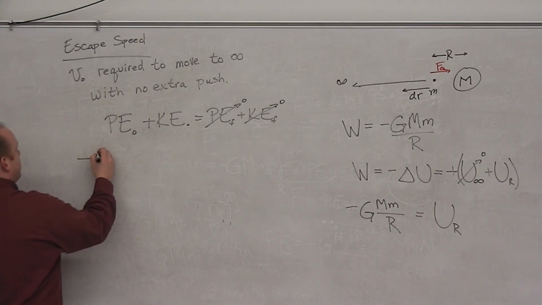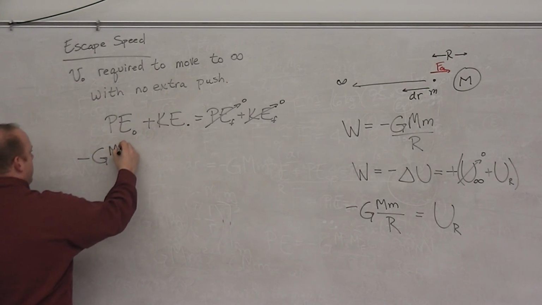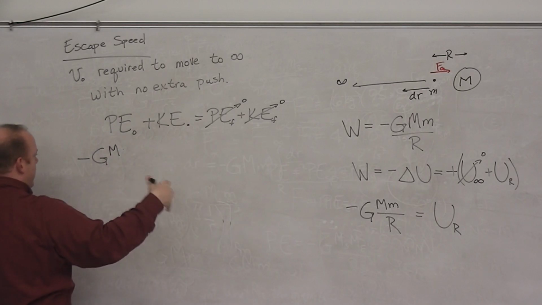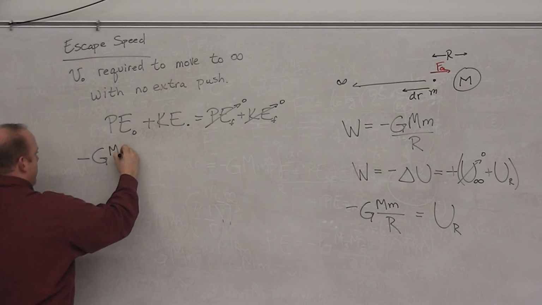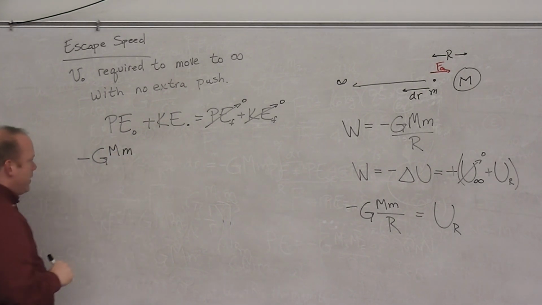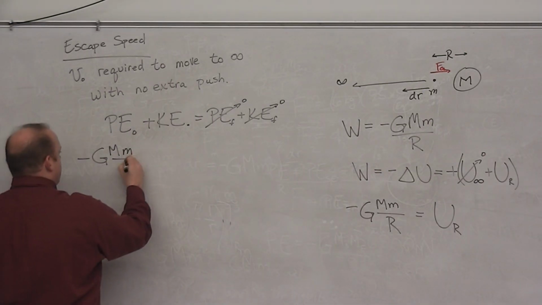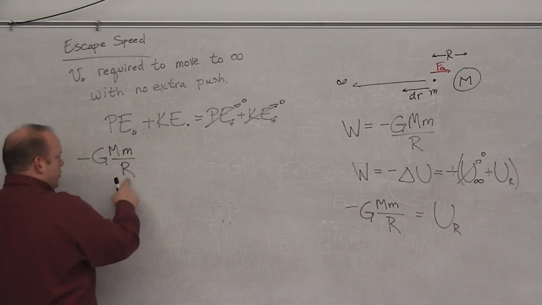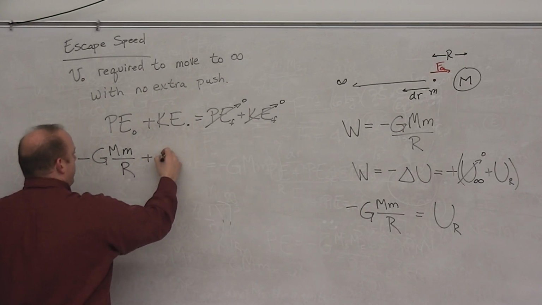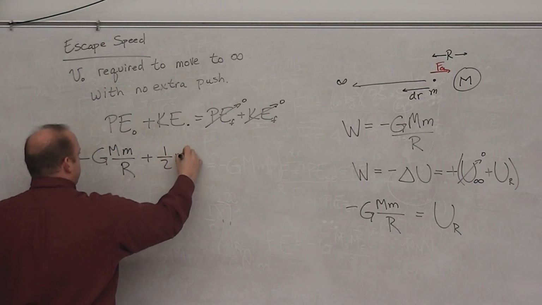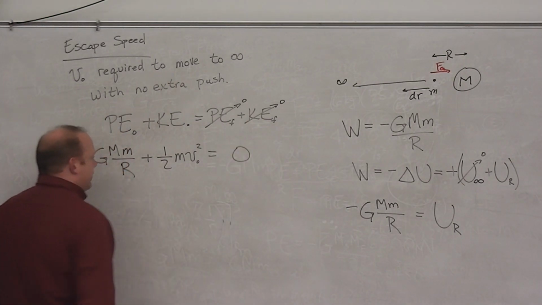My potential energy initially is going to be negative G, big M, the mass of the planet, whether it's the sun or some other star or whatever planet we're talking about, times little m, the mass of our object that is going to escape from there, divided by, usually, the radius of the planet itself. Plus my kinetic energy initial, 1/2 m v initial squared, will equal 0, since the whole thing in there is 0.